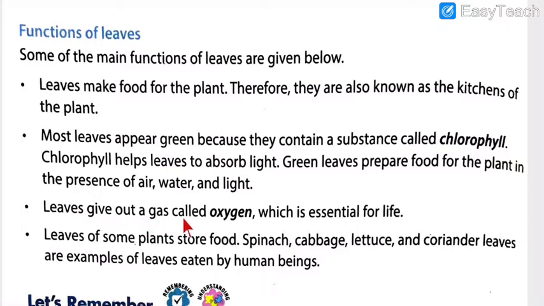Leaves give out a gas called oxygen, which is essential for life. Can you live without oxygen? No, neither you nor me. No one of us can live without oxygen. Yes, so green leaves, or the leaves, give out the oxygen.